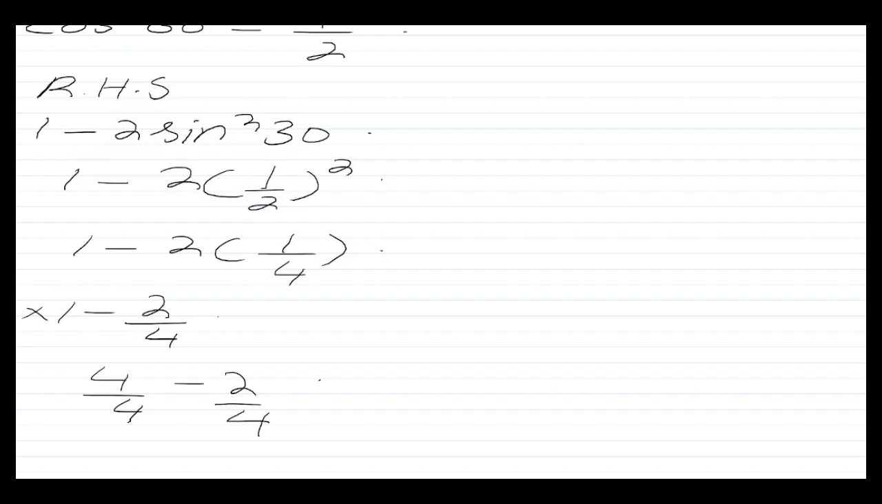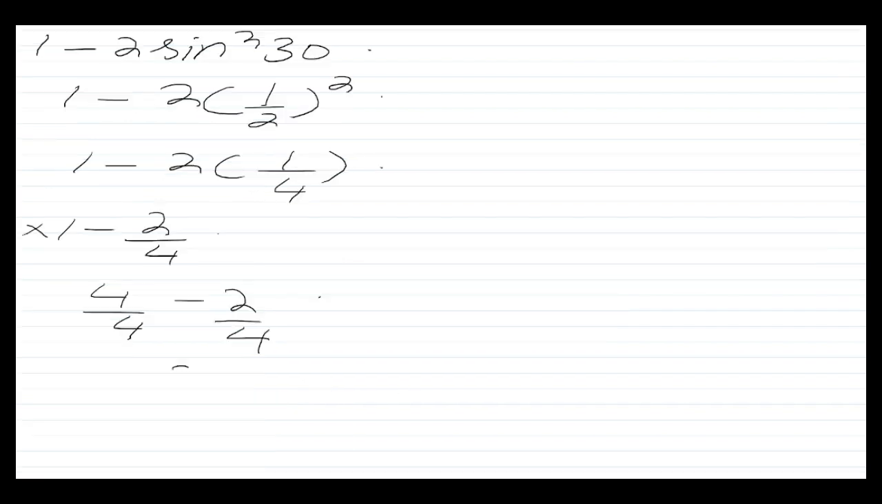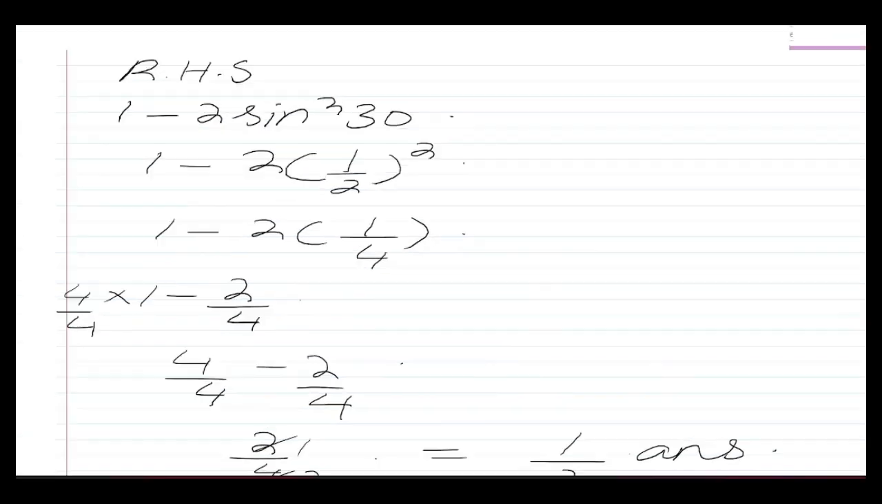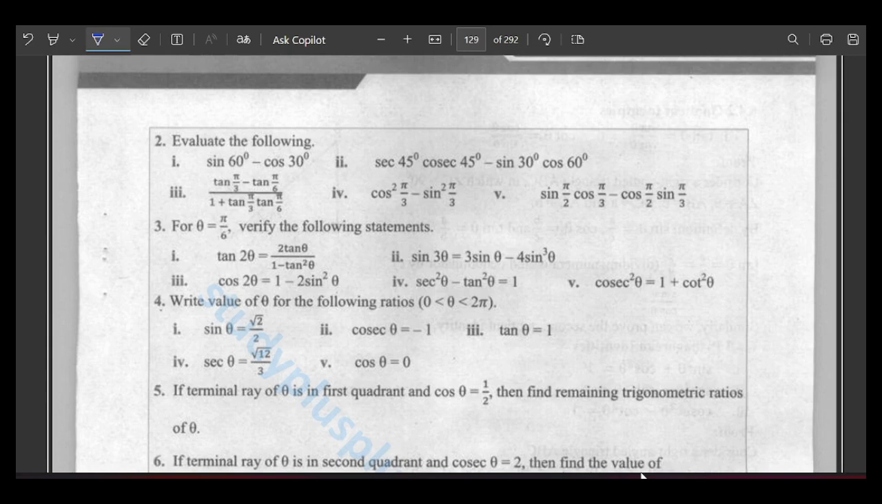And then what will happen is that 4 minus 2, so we get 2 by 4. Now this will be 1 and this will be 2. So that means that our final answer is 1 by 2. So you can say that the left hand side is equal to the right hand side. Okay, now let's move on to part number 4.